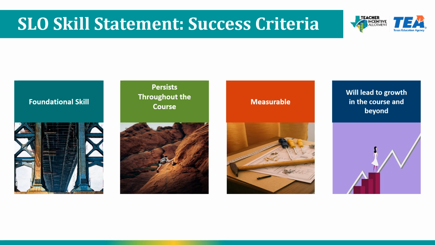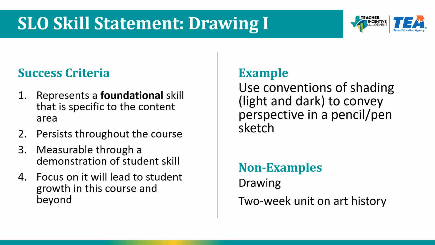To summarize, a strong SLO skill statement is foundational to the course, persists throughout the course, is measurable, and leads to growth. These elements ensure that the skill statement is robust and effective in guiding student learning and assessment. Let's examine an example of a strong skill statement. On the left, you'll see 4 key elements. It's foundational to the course, it persists throughout the course, measurable, and leading to growth within and beyond the course. So in this example, students will use conventions of shading to convey perspective in a pencil pen sketch.